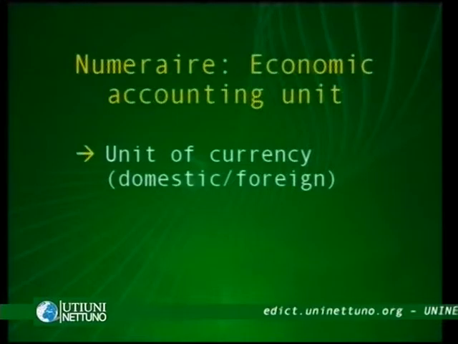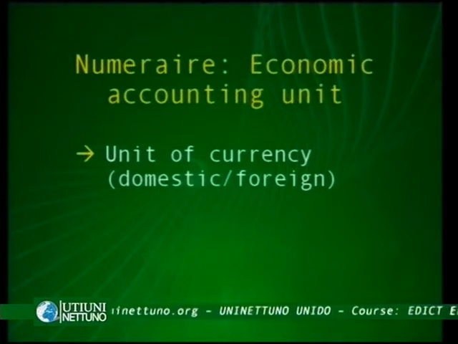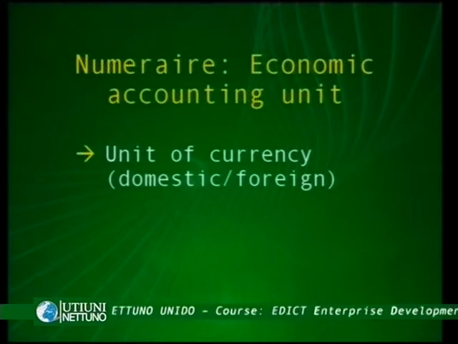First of all, you have to make a choice about the unit of currency, in the sense that the price could be established both in domestic or in foreign currency. And so this is the first choice that we have to make when we define the numeraire.